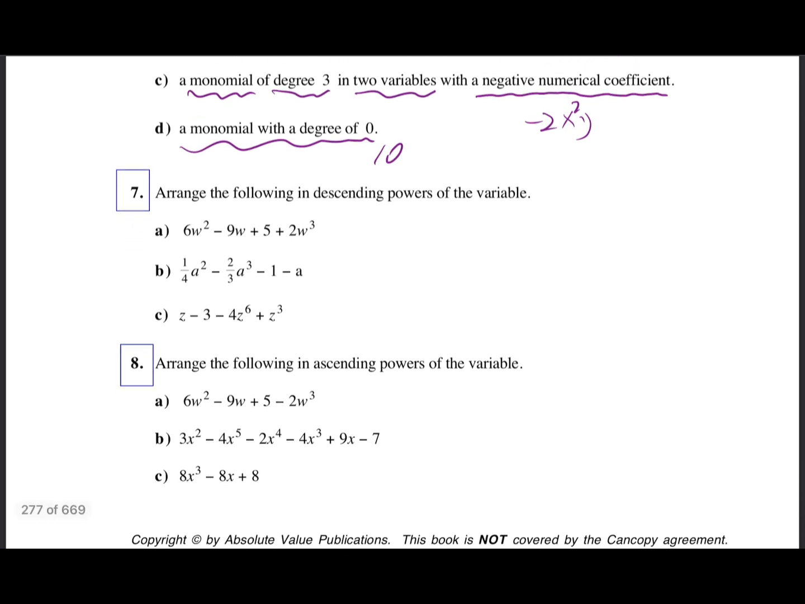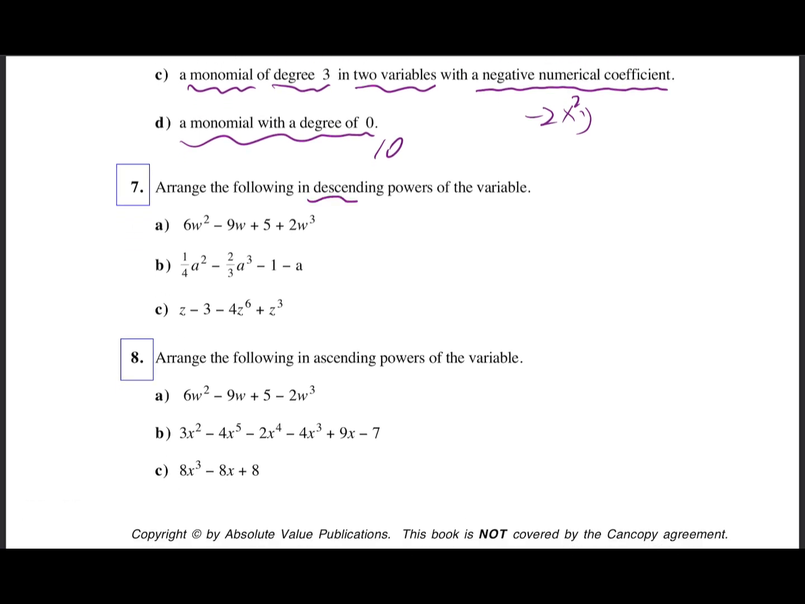And number 7, arrange the following in descending power. The first one is 2, power 2, power 1, and then plus 5, and the power of 3, power of 2, power of 1, power 0, and power of 6, and power of 3, and then power of 1, and power.